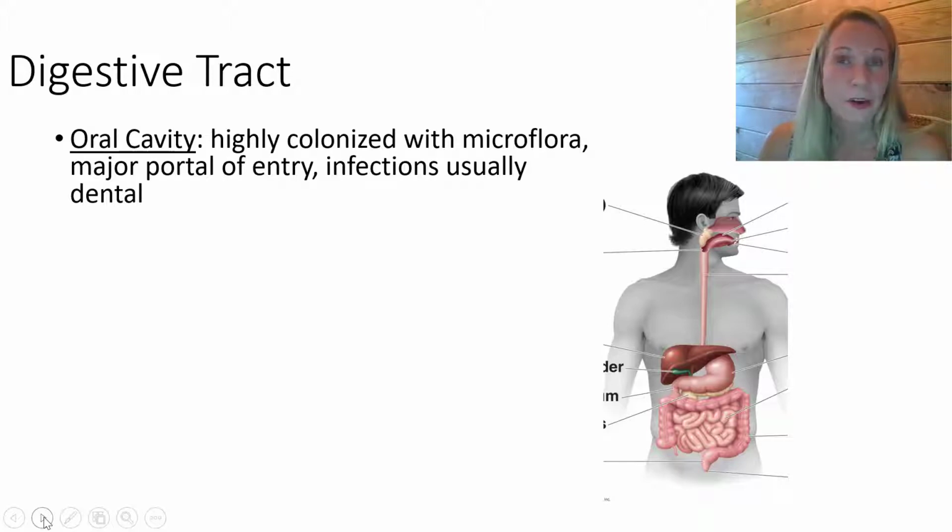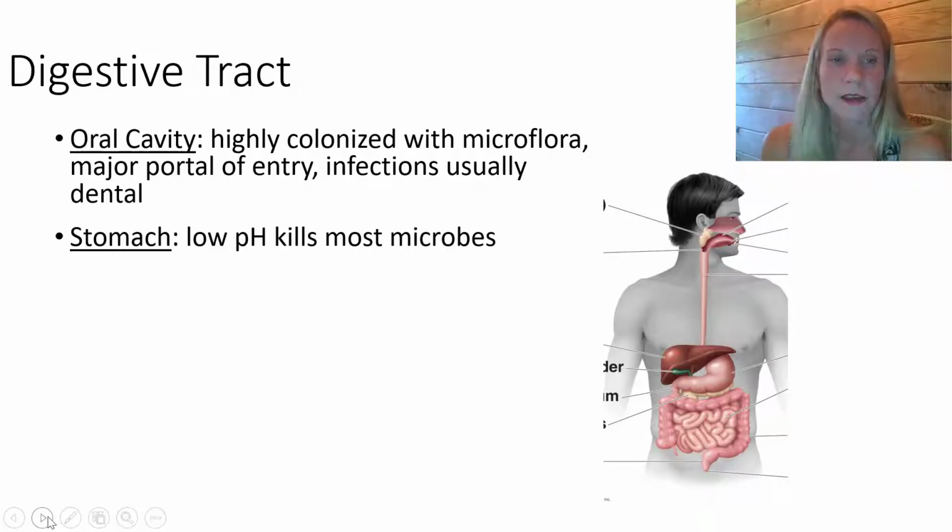Remember, though, that your mouth is home to many diverse microflora. It is a major portal of entry because that is, obviously, the nasal cavity, the oral cavity. That is how we breathe. It's also where we eat and where we drink. And so it's a major portal of entry for pathogens. We'll start there. We'll talk about some dental, particular dental pathogen.